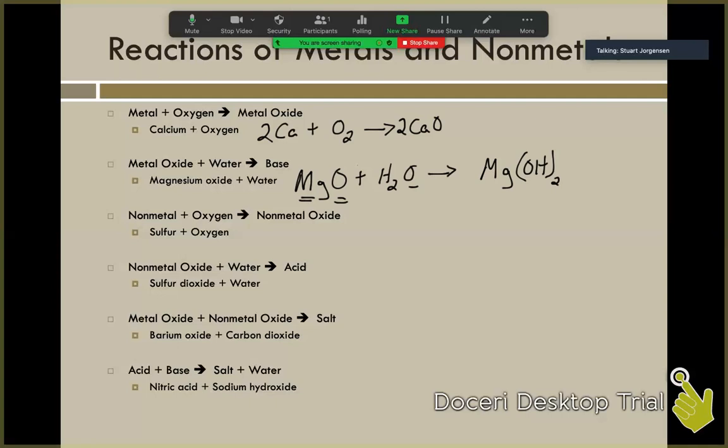So metal plus oxygen, metal oxide. If we take that metal oxide, throw it into water, we form a base. If we switch over to the non-metal side, we just flip the script a little bit, right? If we take a non-metal plus oxygen, we get a non-metal oxide. In this case, we'd have our sulfur plus our O2. It's going to form our non-metal oxide. In this case, it would be SO2.